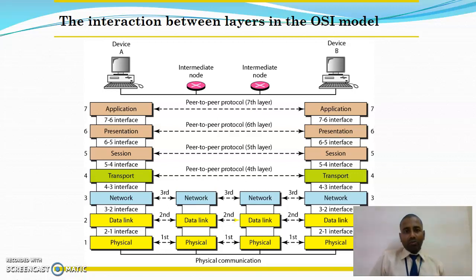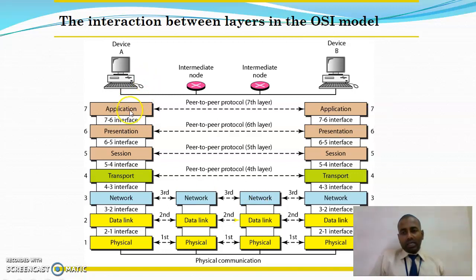Here we have two devices, device A and device B. Suppose, in some circumstance, device A wishes to communicate to device B. This is the interaction between the layers. Device A has the 7 layers and device B has the 7 layers. So all these 7 layers are used to help the communication between the two machines.